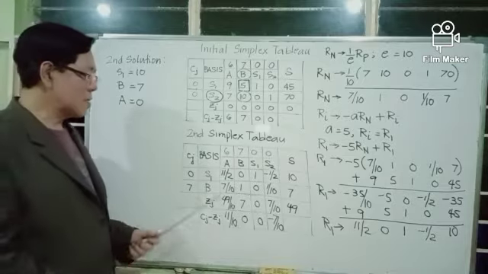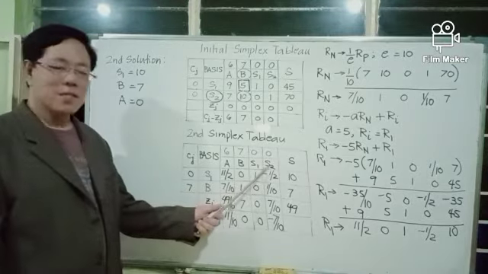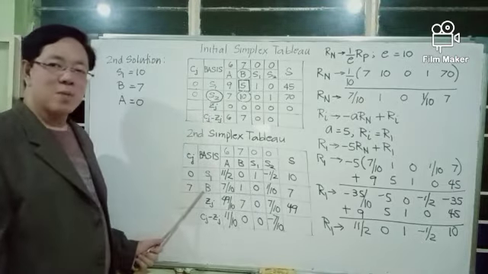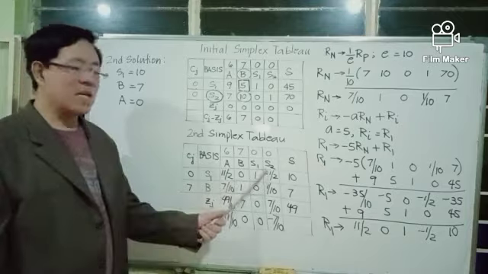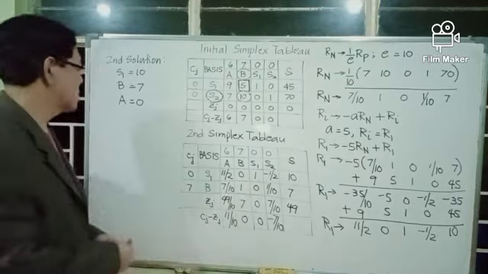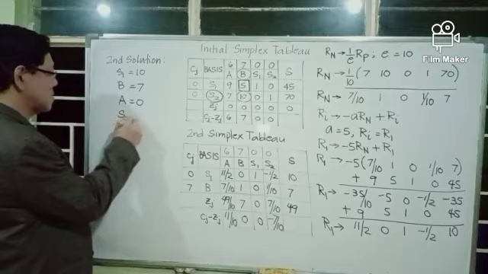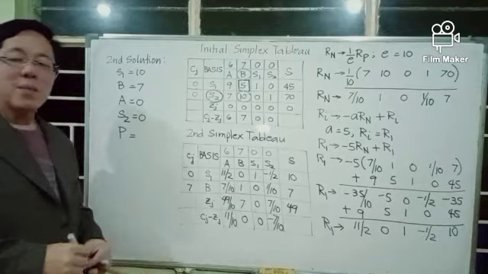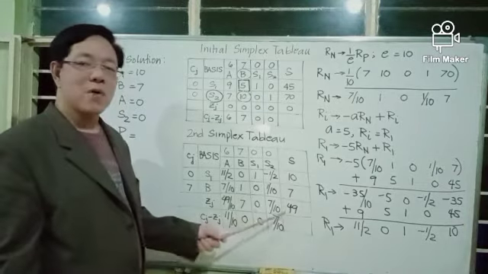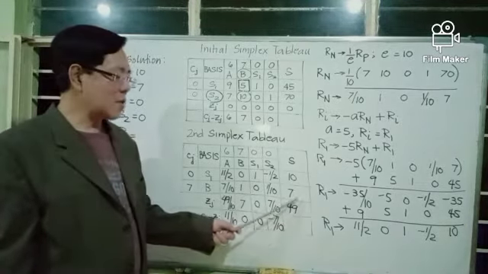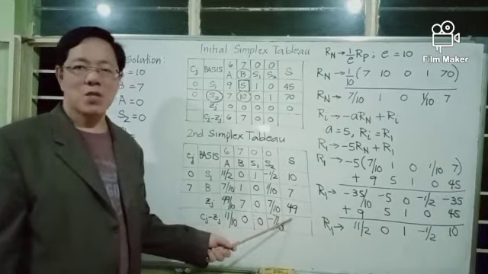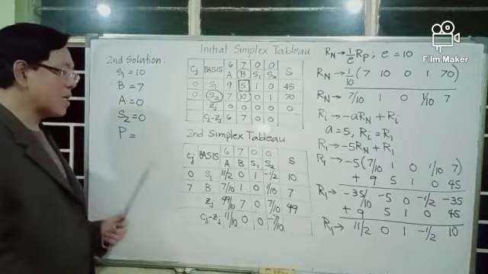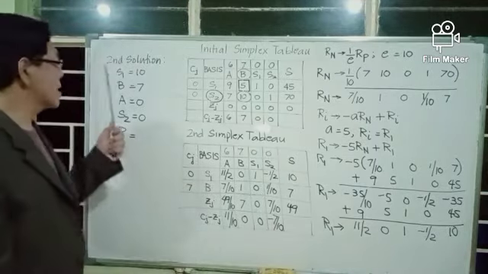We also do not find the second slack variable S2 in the basis column because it was replaced by the decision variable B. Hence, the value of S2 is 0. And the value of our objective function now is 49. The last entry in the last column is the value of the objective function. And I think we use capital P in our objective function. The value of P is 49 for the second solution.